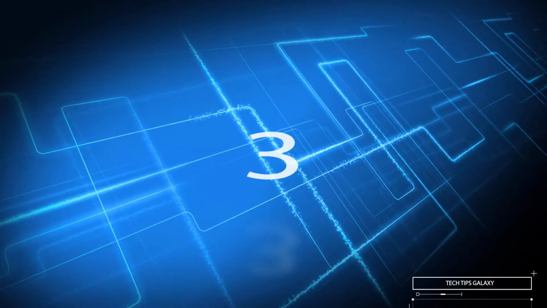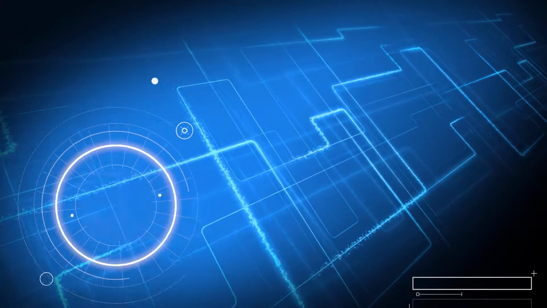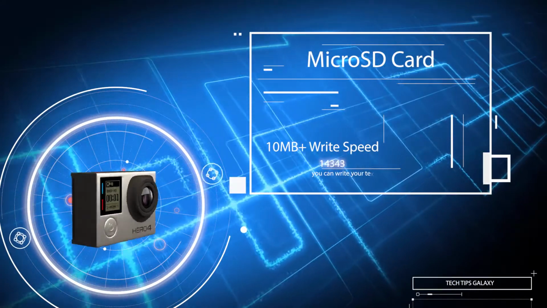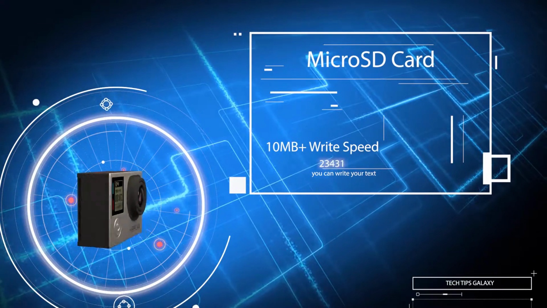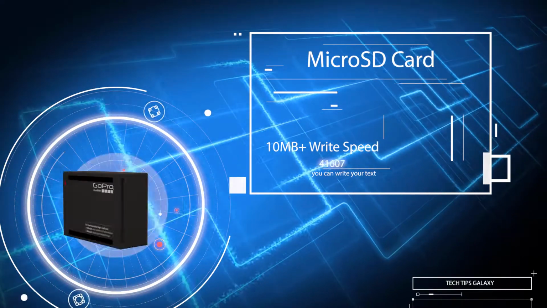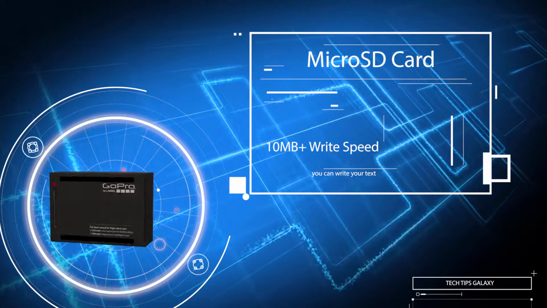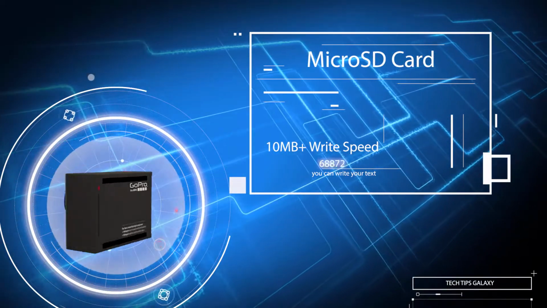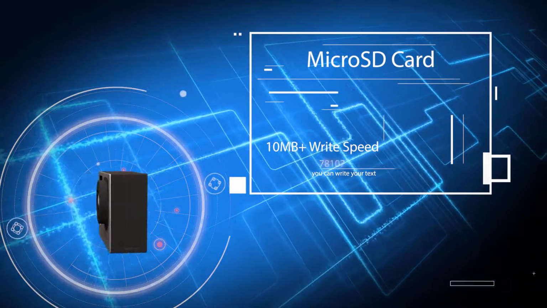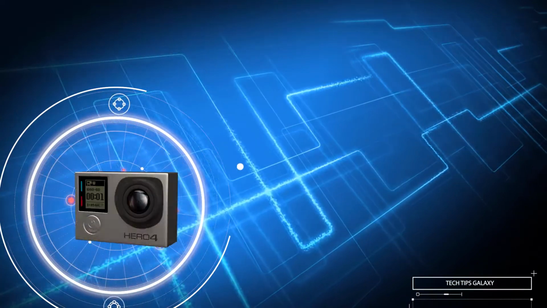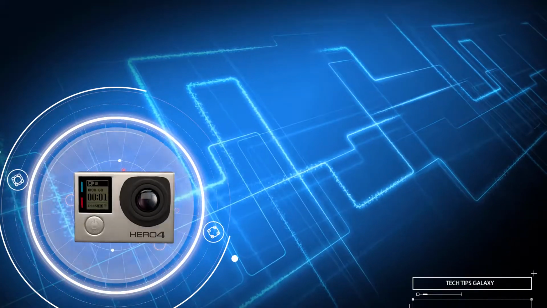3. What memory cards to use for GoPro? Any 32GB or 64GB microSD card, which will have a write speed of at least 10 MB per second. You don't need more, because GoPro has a maximum of 60 Mbps write speed, which is 7.5 MB per second. You don't need the most expensive card, but not the cheapest either.